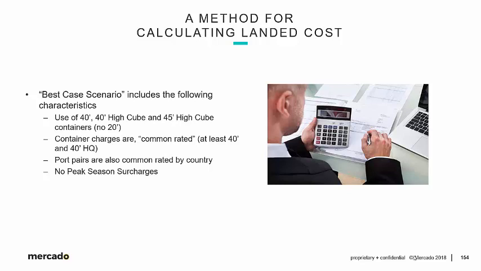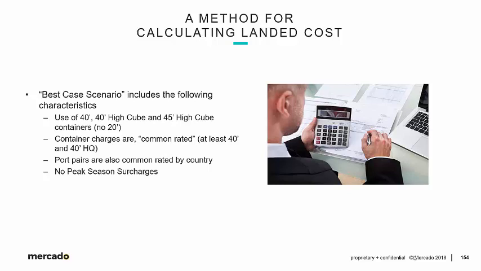Well, what does that actually mean? That the rates we as the importer negotiate with the steamship line or the ocean freight forwarder, the ocean transport intermediary, as it's technically called, we get the same ocean freight rate from, say, Ningbo to Los Angeles for a 40-footer and a 40-foot high cube. That's called common rated. That's going to make landed cost calculations a little bit easier.